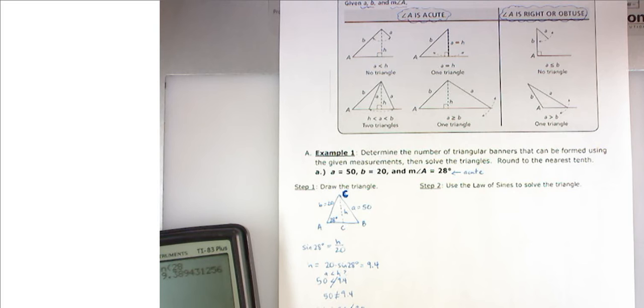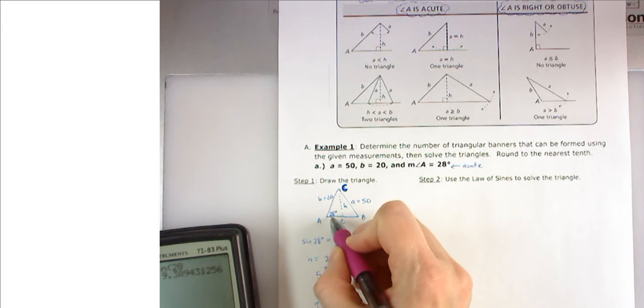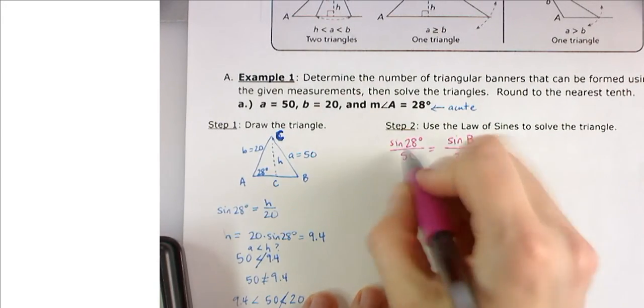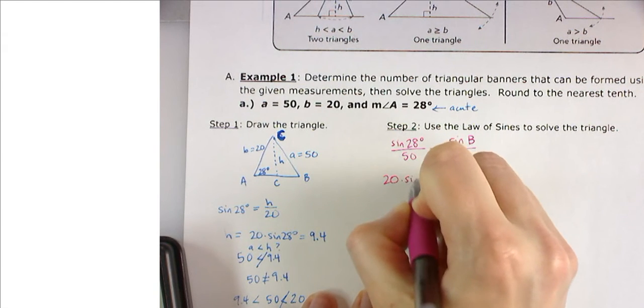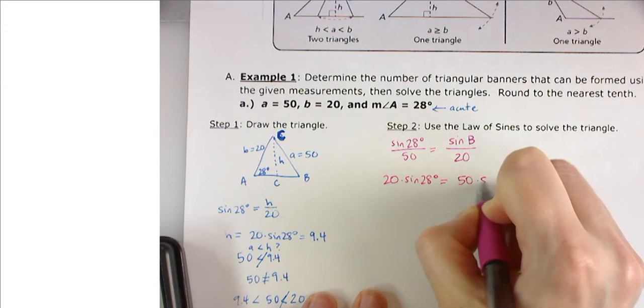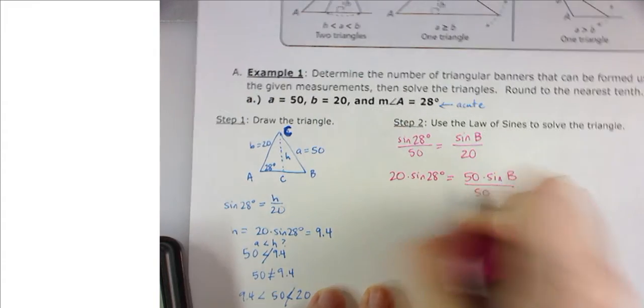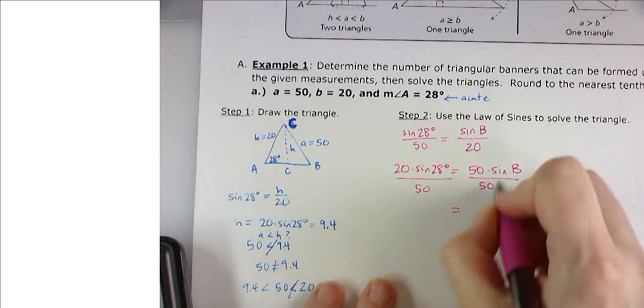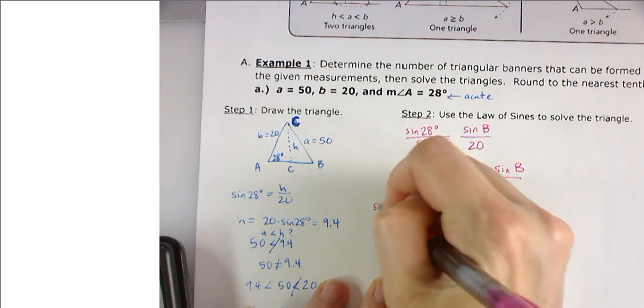So you find your matching pair, which would be a and A. So the sine of 28 degrees over 50 would equal, and now we can't just subtract from 180. We're going to have to find angle B by setting up the sine of B over 20. So remember, whenever you're trying to find an angle measure, you are going to be using the inverse. So if I cross multiplied, I'd have 20 times the sine of 28 degrees equals 50 times the sine of B. I would divide both sides by 50. And then to find the measure of angle B, I would have to do the sine inverse of 20 times the sine of 28 degrees over 50.